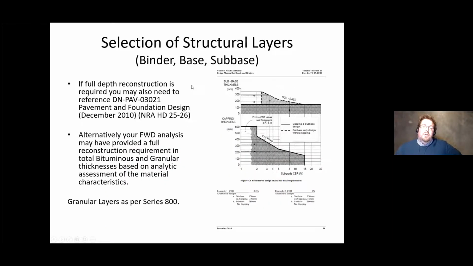Be conscious also, if you need to do a full depth reconstruction and your FWD operator has not given you a bituminous on granular design, if he's just given you an inlay design based upon bituminous material, and you suddenly realize you've taken your slit trench and realize your subgrade is also failed, so you need to replace your granular, be conscious that you need to go back to the old HD 25, 26 and see what thicknesses of granular material you need, what capping you need. So again, be very familiar with these charts. I'd say most of you are. And again, if you've done the TII course, you definitely are, and you'll be familiar with the new modern analytical versions of this.